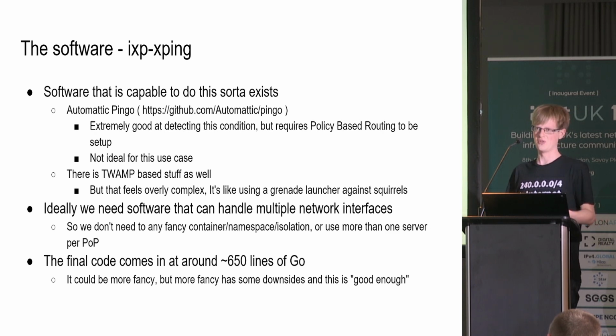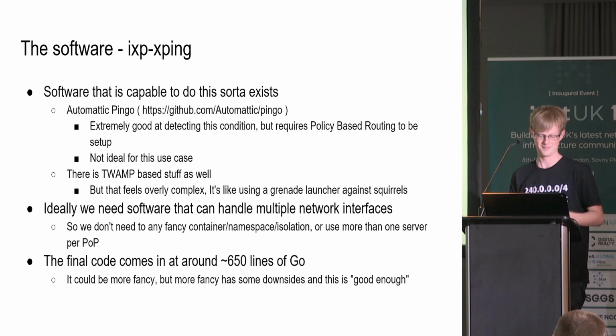The software to do this kind of already exists. Automattic, of WordPress fame, and I think they bought Tumblr, wrote this thing called Pingo. It's extremely good at detecting what I just described. Unfortunately, it requires policy-based routing to be set up, which is not particularly ideal for this use case. And there is also TWAMP as well. It feels a bit complicated. The networking vendors really threw their weight behind it. I'm not a massive fan of it. It feels a bit like using a grenade launcher against squirrels. It's technically valid, but doesn't really solve the problem.